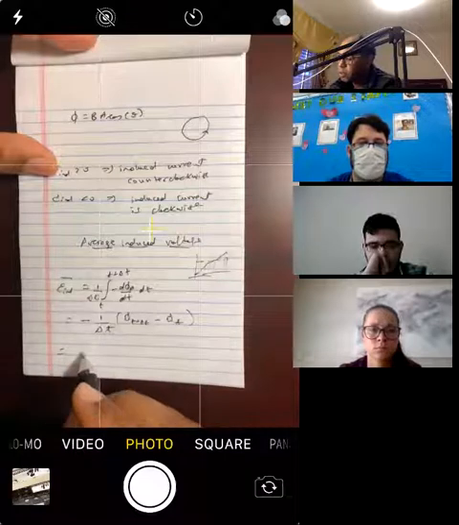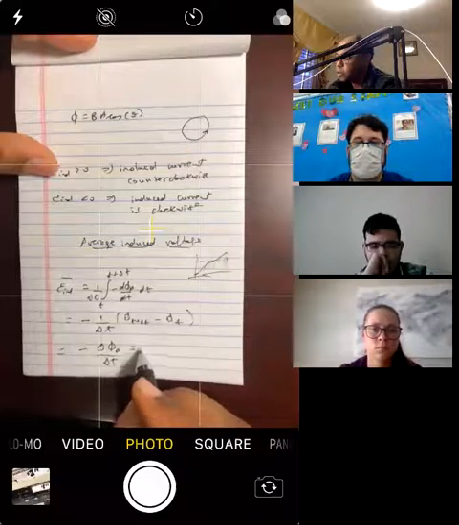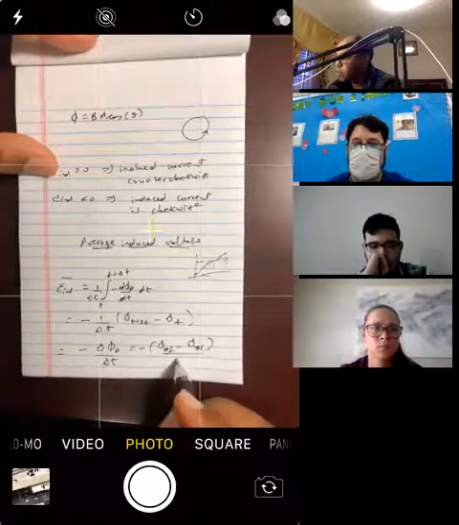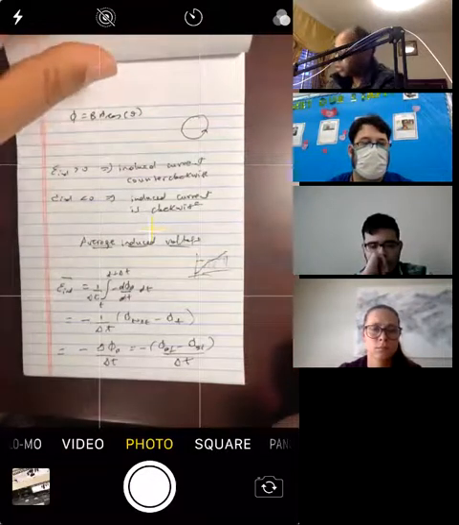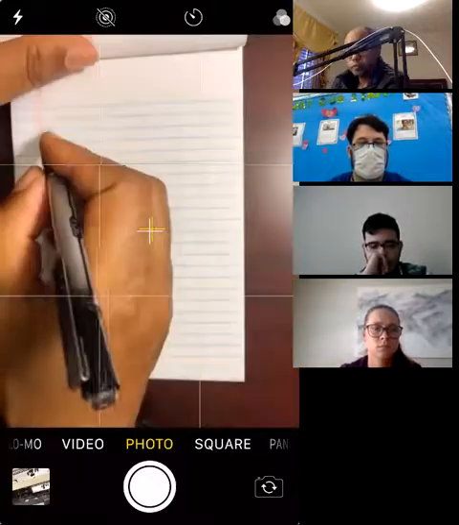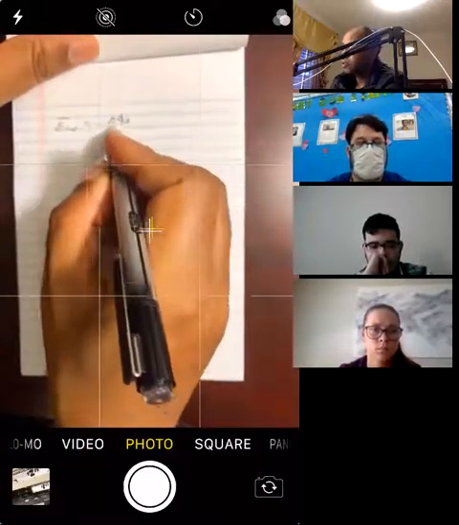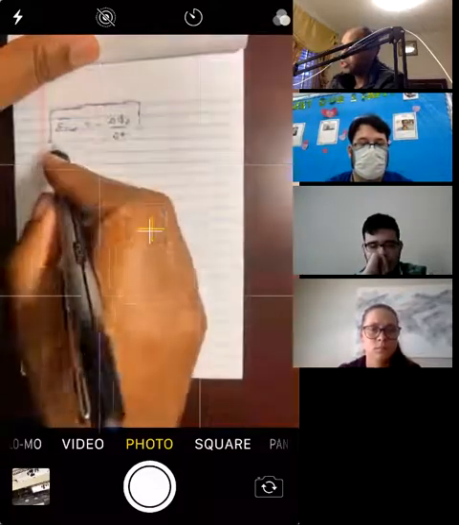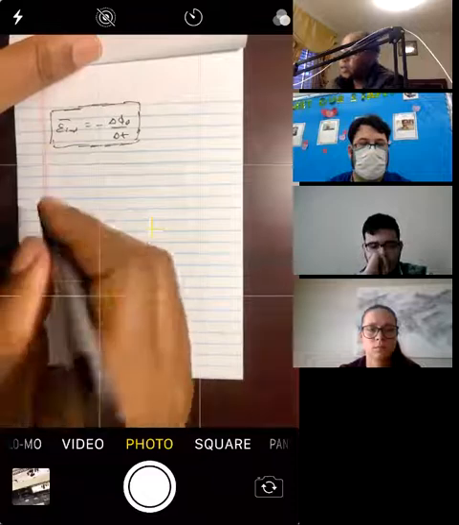So this is basically negative change in flux divided by delta t, which means the negative of the final flux minus the initial flux, divided by delta t. That's how you calculate the average induced voltage over a given time interval. Maybe let me put it in a box over here. So if you're asking for the induced average, it is negative delta phi b by delta t. And if you've got something changing instantaneously, if you're looking for the instantaneous voltage, then you have to do the derivative. So let's look at some examples.